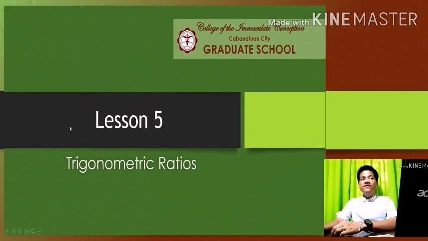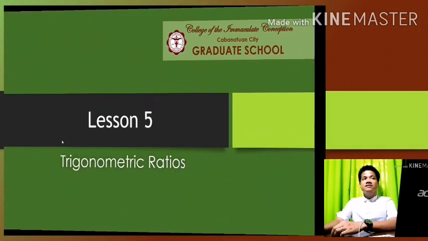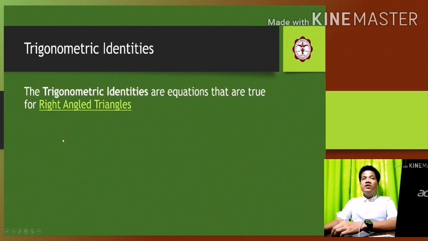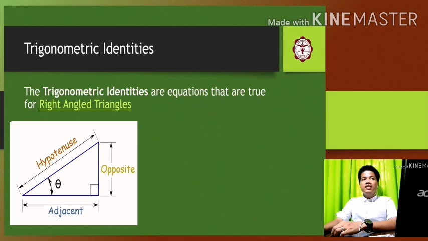Moving to lesson number 5, which is all about trigonometric ratios. The trigonometric ratios are equations that are always true for right-angled triangles. Using the illustration, we have theta, and the side of the triangle opposite theta is what we call the opposite side, and the side near theta is what we call the adjacent. The side opposite the right angle is what we call the hypotenuse.